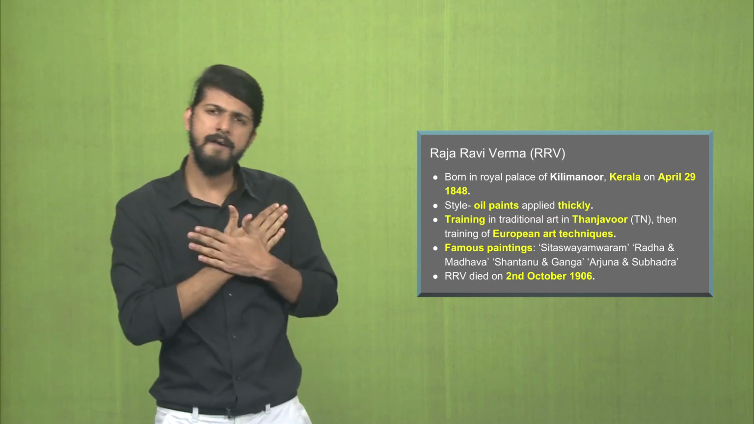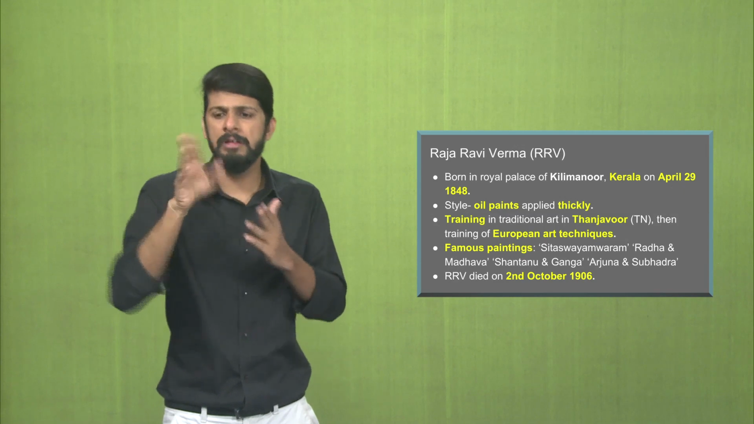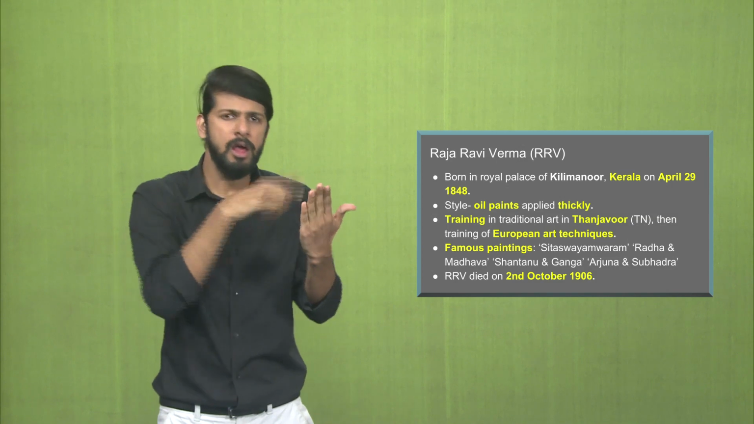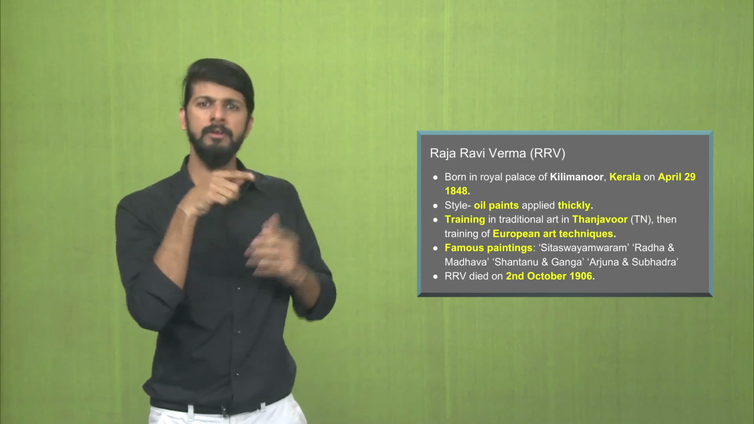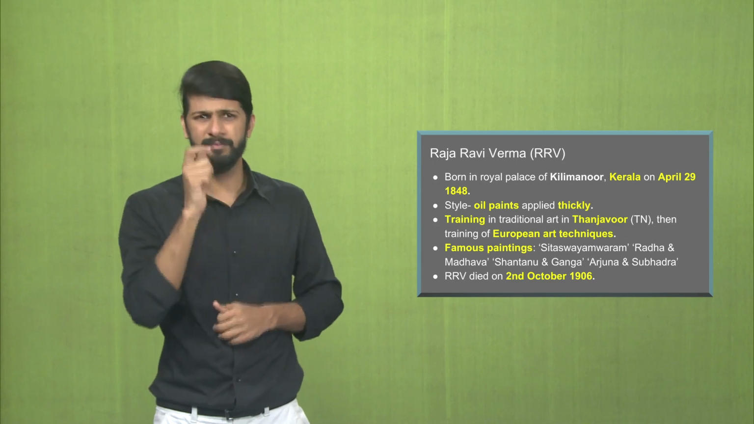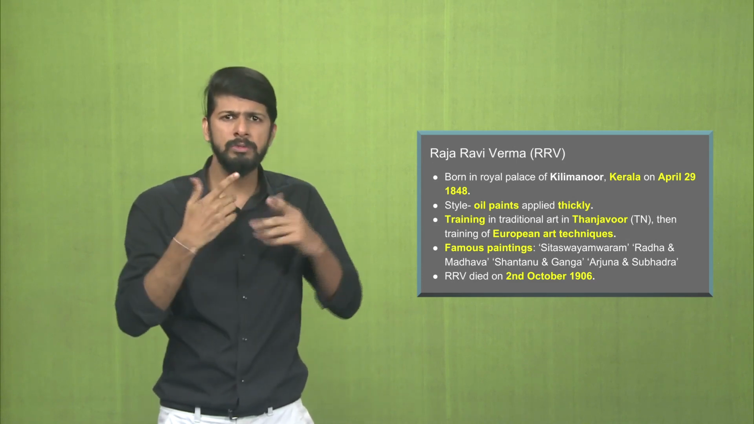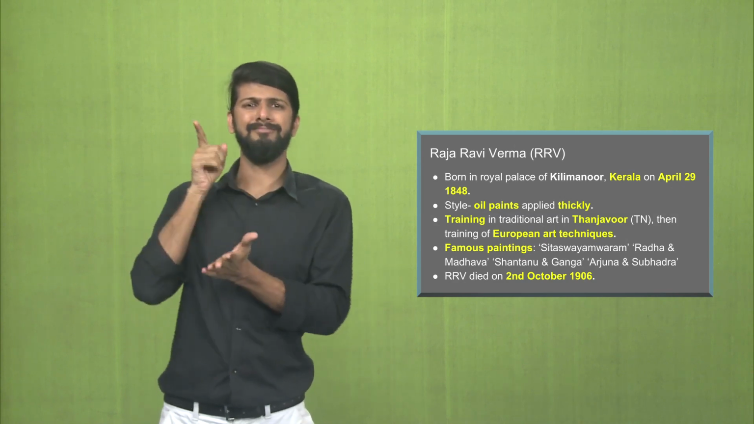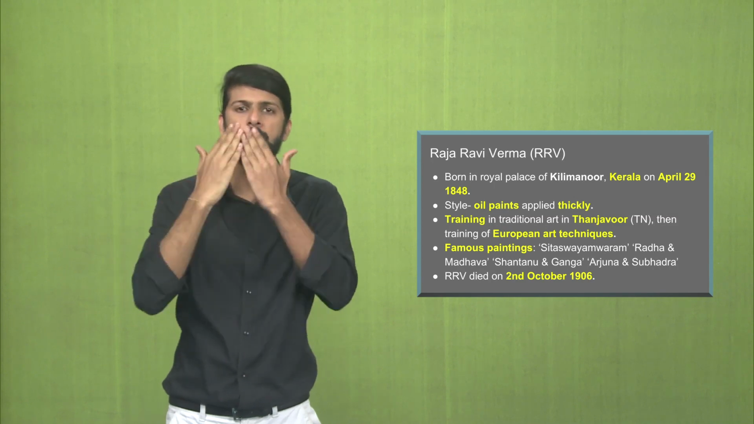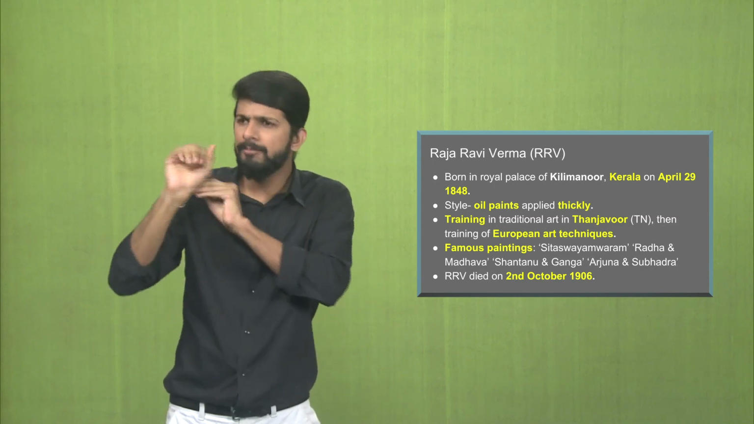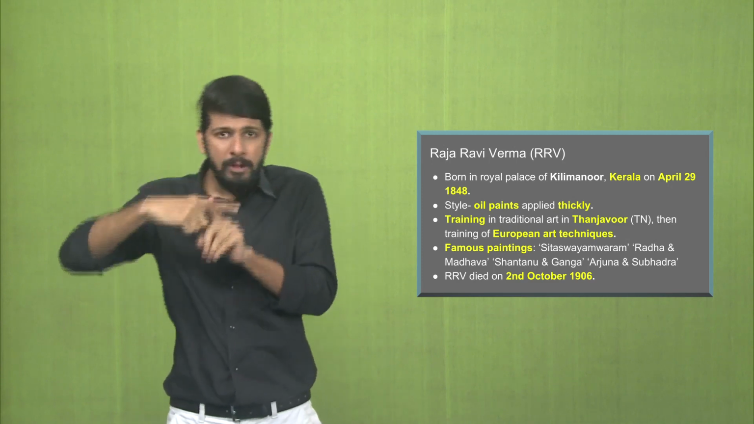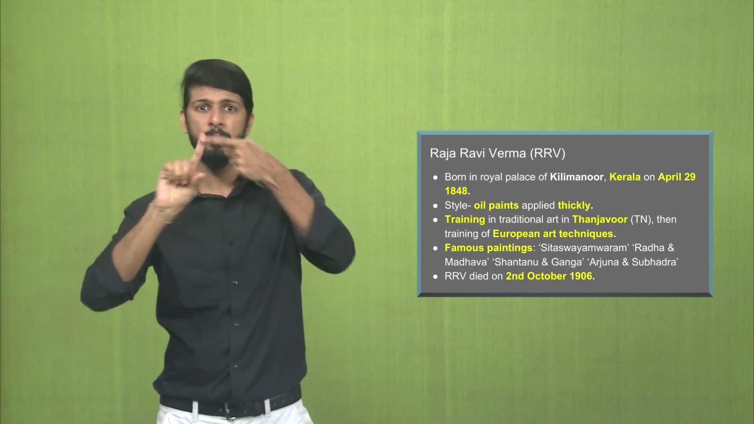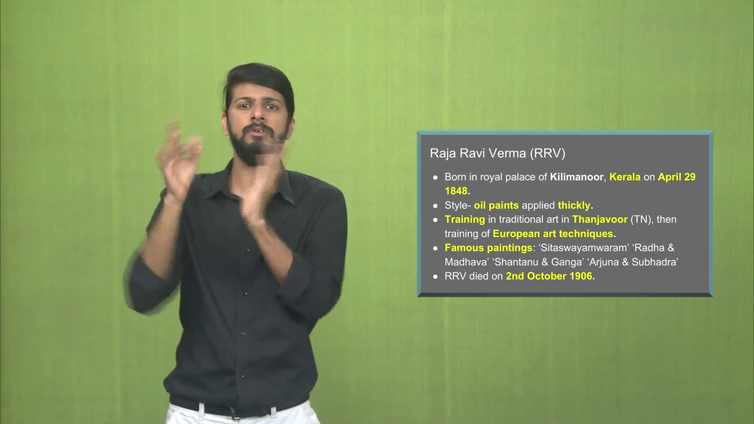Raja Ravi Varma had his own style. He used oil paints which he would apply very thickly on the canvas or on the surface. Raja Ravi Varma received two kinds of training. First was in the traditional art in Tanjavur, Tamil Nadu. Plus, he also received training of European art techniques.